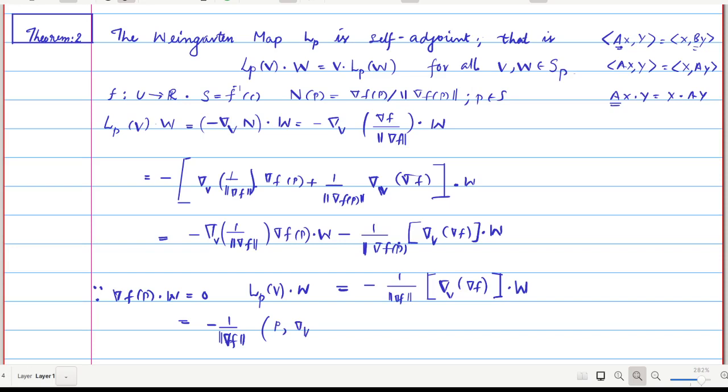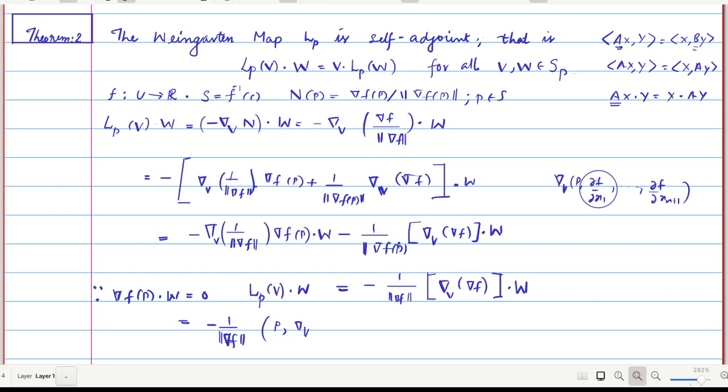out this del f. We know that del f assigns the vector at p as dou f by dou x1 etc, dou f by dou xn plus 1. Okay, now we have to evaluate del v of this. Del v of this means we need to find out del v of each of the components. So we need to find out the del v of this component first, then the second, so that will give this del v del f.